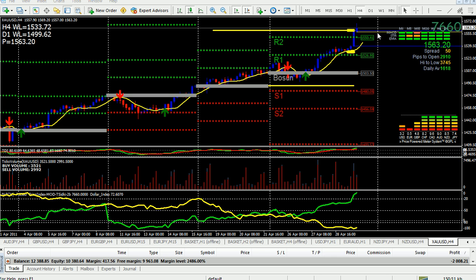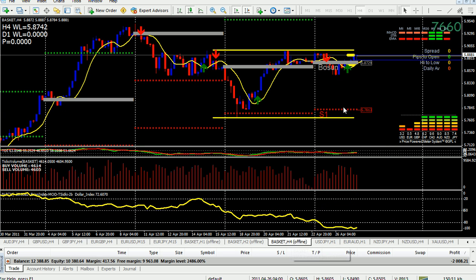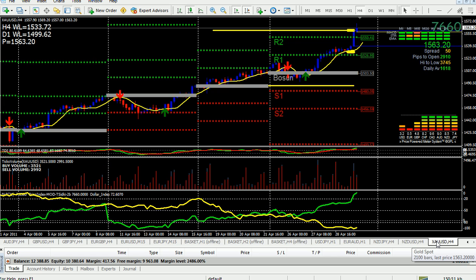Now, as this is going to open up on Monday, this is a new Bosun line. Confirming the trend after 20 minutes of the opening, we look at the basket H4 and we can assume that the Bosun's line will be about here, and we're looking at the volume. Is it buy or sell? Then we go back to the gold.